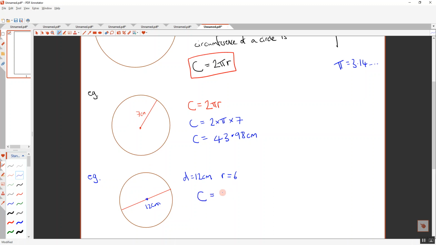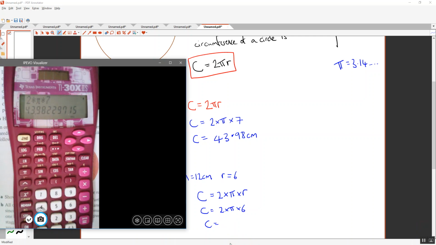So to work out the circumference, we use our formula again. 2 times pi times r, 2 times pi times 6 in this case. And I can use my calculator. 2 times, I'll use 3.14 this time, times 6, 37.68.